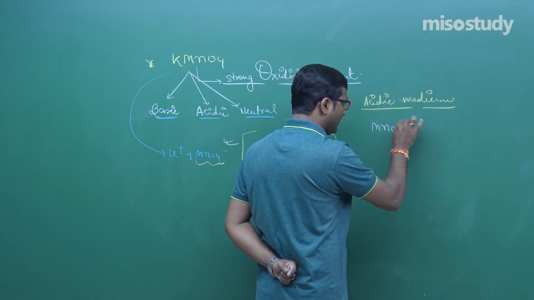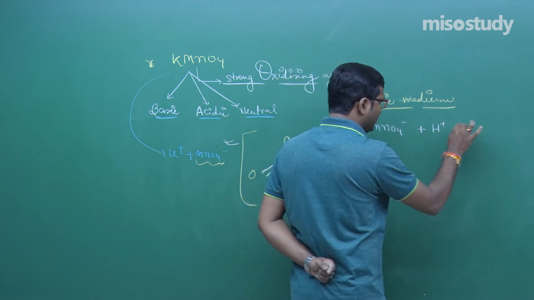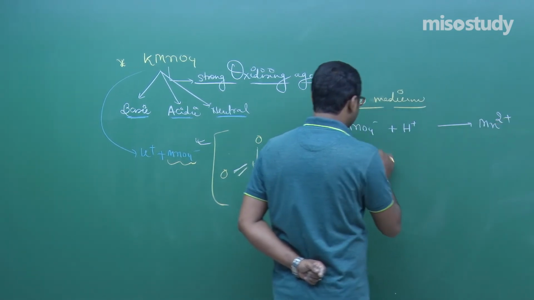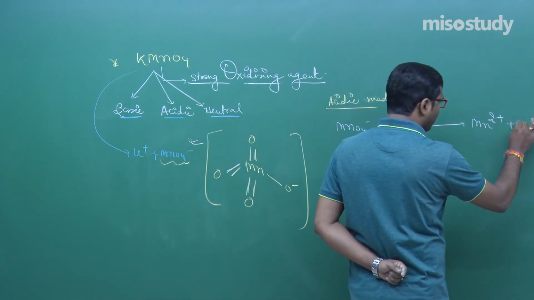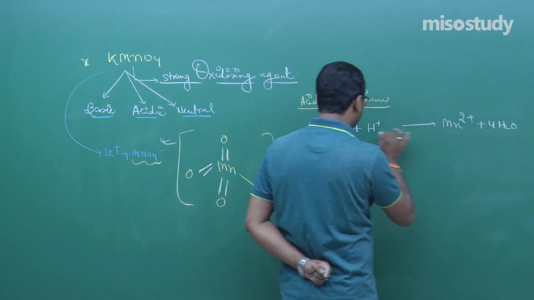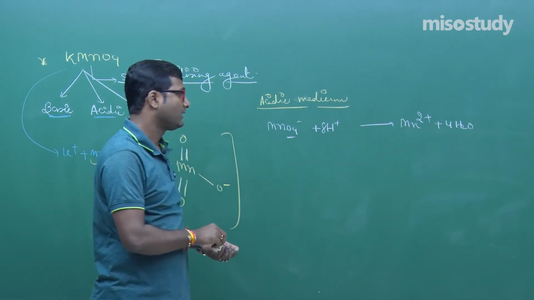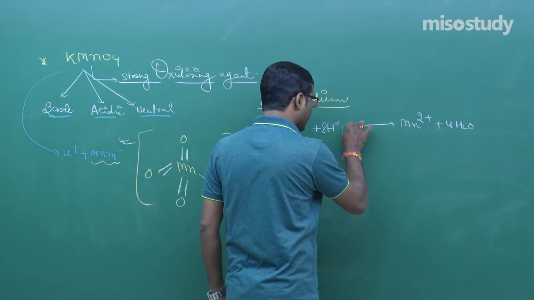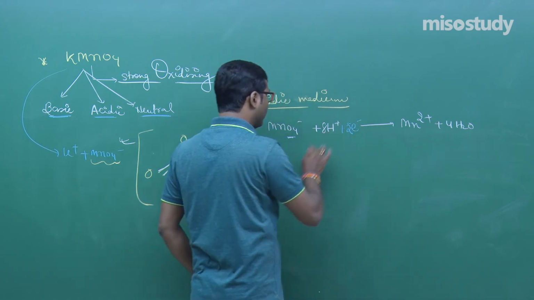MnO4 minus ion with H plus is converted to Mn2 plus ion. Now balance: there are 4 oxygen, so put here 4 H2O. So definitely we will put here 8 H plus. Clear? Now charge balance: 8 minus 1 is 7, and 2 on the other side, so we include 5 electrons here.